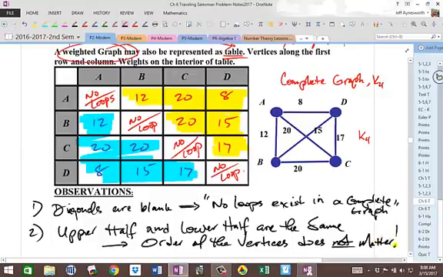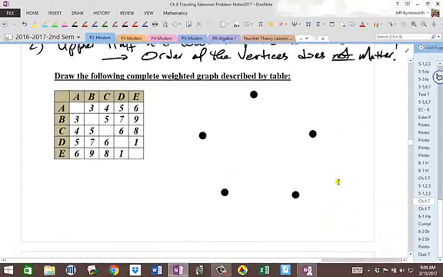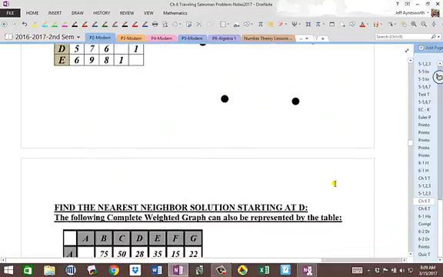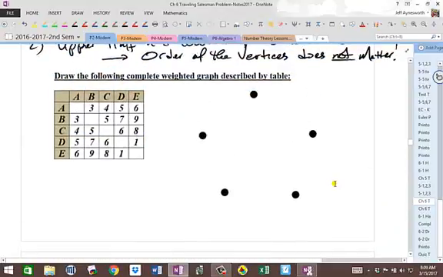Okay, first basic thing. So now let's switch gears a little bit here, guys. We went from graph to table. Well, let's reverse it. Let's take a table, complete the graph, and label the graph with its weights, and then use it to find a circuit here. So here we go. The first thing we're going to do is draw the complete weighted graph.